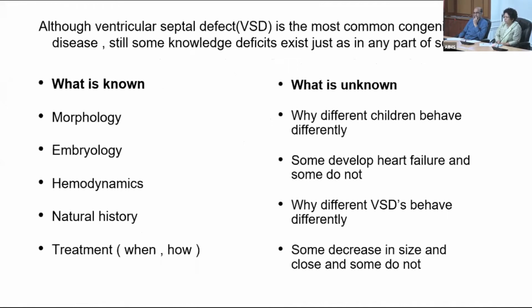Although ventricular septal defect is the most common congenital heart disease, still some knowledge deficits exist, just as in any part of science. We know that morphology, embryology, hemodynamics, natural history, and treatment of ventricular septal defect have been fairly established. However, there are still unknown areas, such as why different children behave differently. Some develop heart failure and some do not.